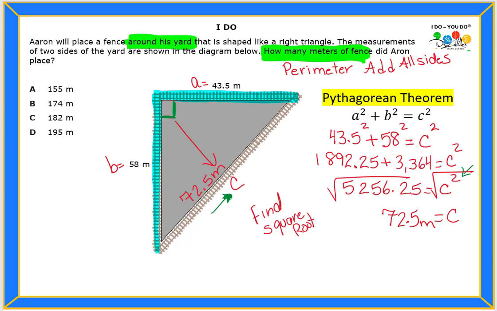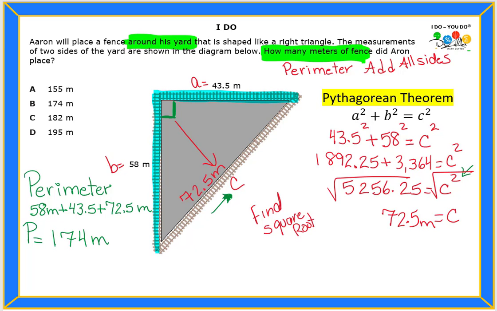But that's not the final answer because the question was how much would be the fence that he needs to use, right? So in order for us to do that, I will need to find the perimeter. So let's go ahead and write it down. And we agree that perimeter is basically adding all the sides. Okay, so I'm going to add up 58 meters plus 43.5 meters, plus the last number that I found was 72.5 meters. That's my perimeter, right? So if you add up all the sides, you will get 174 meters.